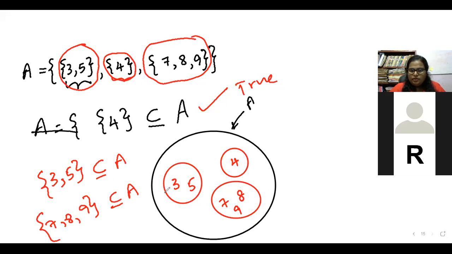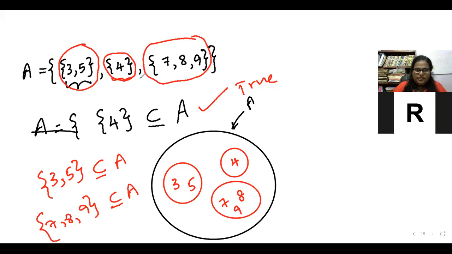Can you write the subsets now? Yes, this is a singleton set. This 4 is a set that has only one element. We call such sets singleton sets. It has only one element. So this 4 is a subset, right? According to the given question, 4 should be a subset.